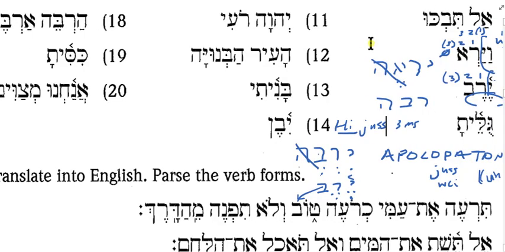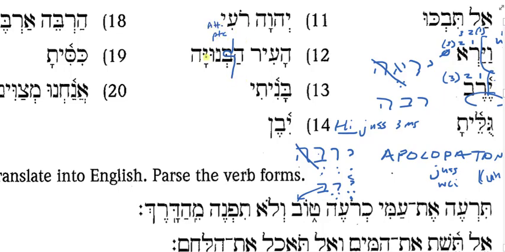Look at number 12. We have ha'ir ha-benuya. Say that with me. Ha'ir ha-benuya. What is ha'ir? The city. Ha-benuya is a verbal form. I have ha-. That means that I'm probably looking at what for this? The article. And this is an attributive participle.